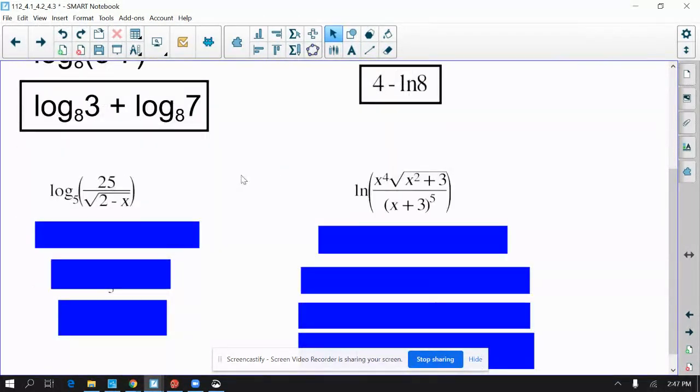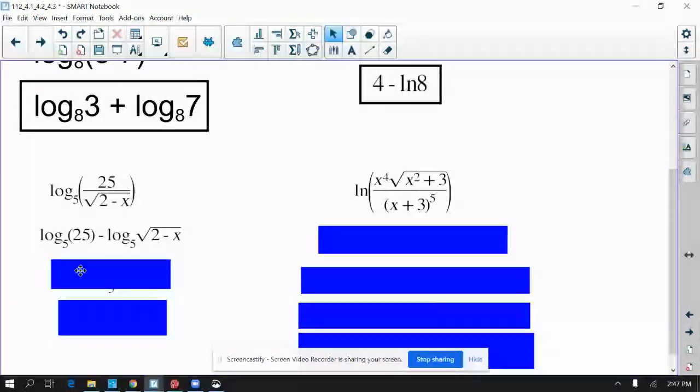2 more. I've got a division, so right away I'm subtracting. I'm going to separate this into two logs. Log base 5 of 25 minus log base 5 of this. Well, hold on a second. Log base 5 of 25, 5 and 25 are related exponentially, right? 5 squared is 25. So this logarithm is 2.